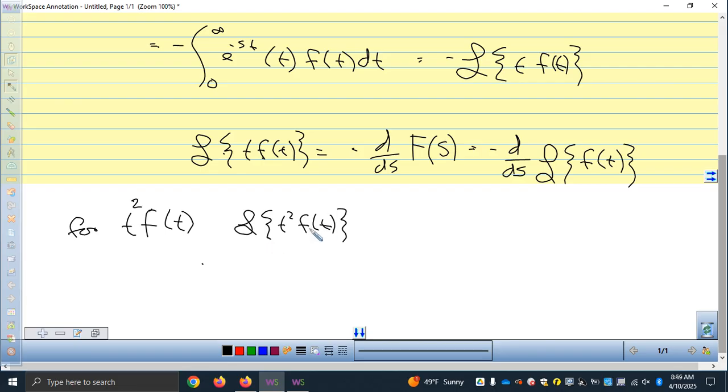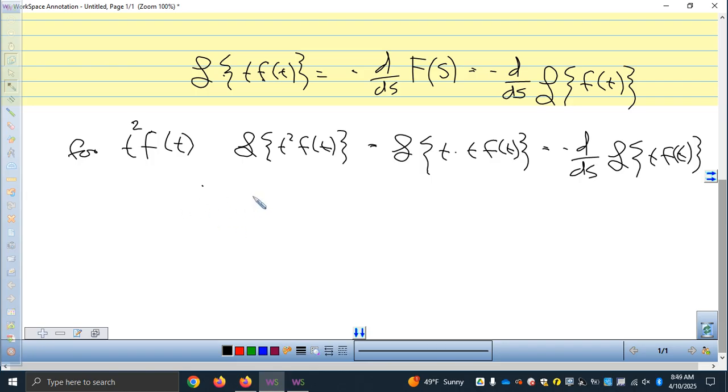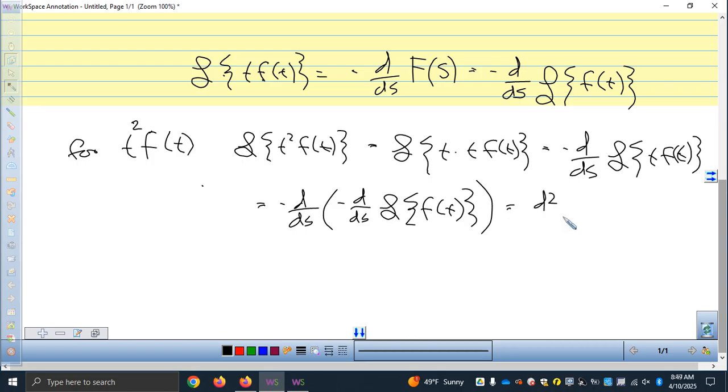So the Laplace transform of t squared f of t is going to be the Laplace transform of, I'm just going to separate these, t times t f of t, which is negative derivative with respect to s of the Laplace transform of t f of t. We're treating this as our function multiplied by t, which is equal to minus the derivative with respect to s of minus the derivative with respect to s of L of f of t, which is d squared ds squared of the Laplace transform of f of t. And we could go on for our third derivative, our fourth derivative, etc.